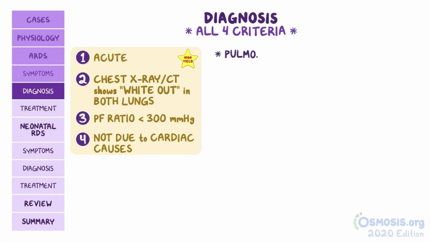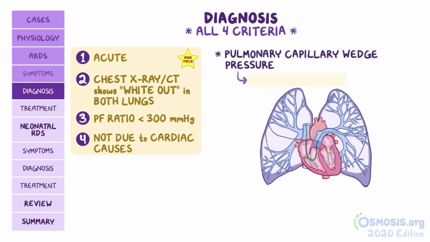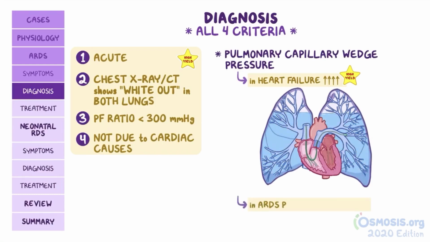Another clue is the pulmonary capillary wedge pressure, which is measured by inserting a catheter into a small pulmonary arterial branch. In heart failure, this is elevated because more blood remains in the left side of the heart and it prevents pulmonary venous return. The blood backs up into the pulmonary vessels, and the increase in pressure pushes fluid into the interstitium of the lungs, resulting in edema. In ARDS, the pressure is normal since the edema is caused by leaky capillaries instead of increased pressure.